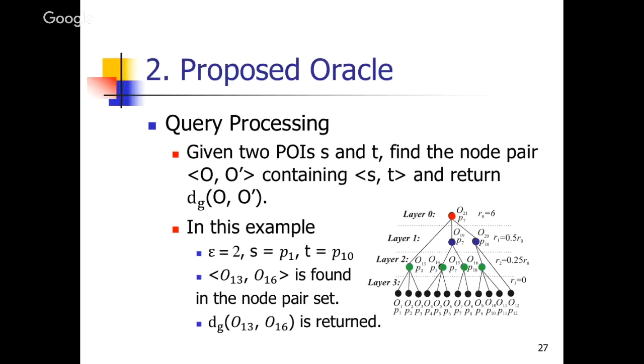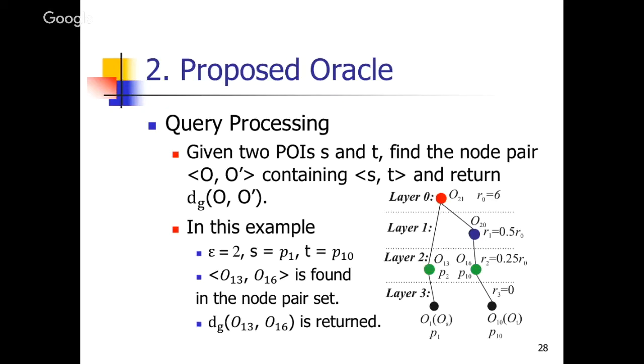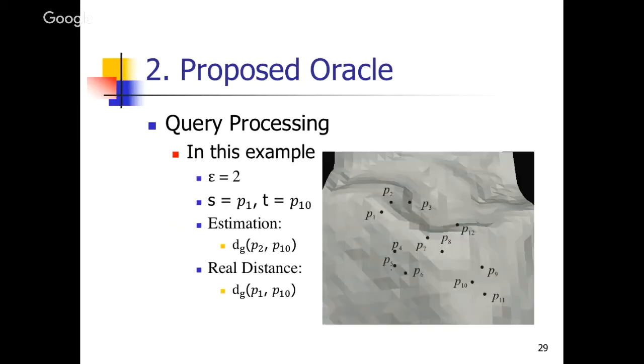Okay, in the query phase, given two points of interest S and T, we need to find the node pair O, O prime containing S, T and return the geodesic distance between O and O prime as the final answer. So in this example, epsilon is equal to 2, S is P1, and T is P10. We first find the path from O1 to the root and the path from O10 to the root. Then we find that the node pair O13, O16 is a node pair in S containing S, T. So finally, the geodesic distance between O13 and O16 is returned as the final answer. And the distance is equal to dg(P2, P10). So in this example, our estimation is dg(P2, P10), and the real distance is dg(P1, P10).